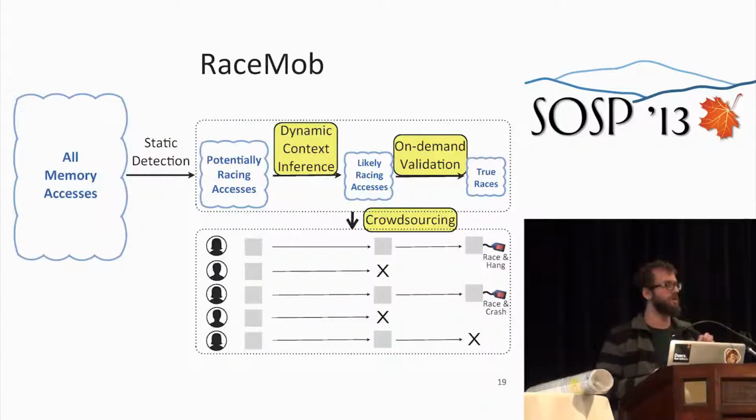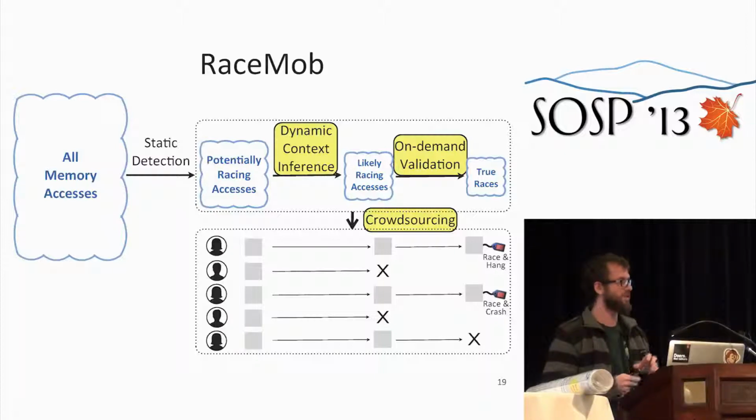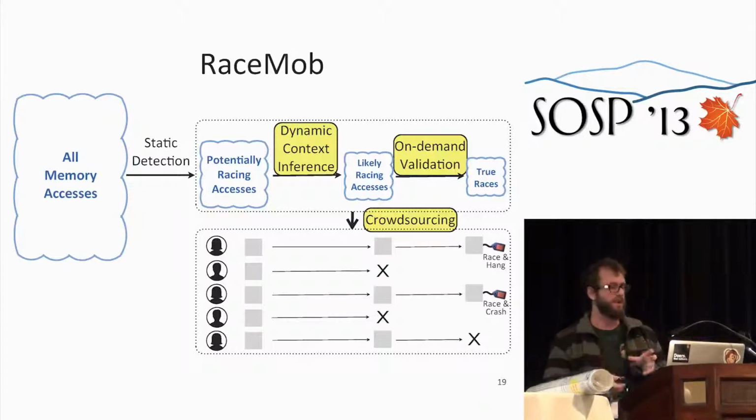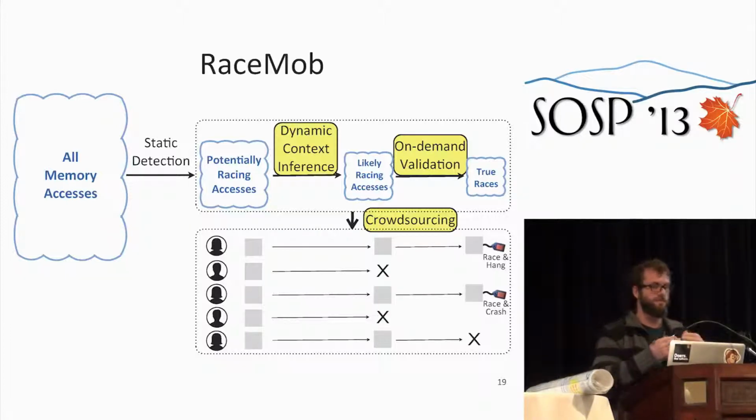We just saw how RaceMob performs on-demand validation. Let me just remind you that RaceMob performs dynamic context inference and on-demand validation in a crowdsourced setting, with a single user performing dynamic context inference and on-demand validation for a single data race at a time.